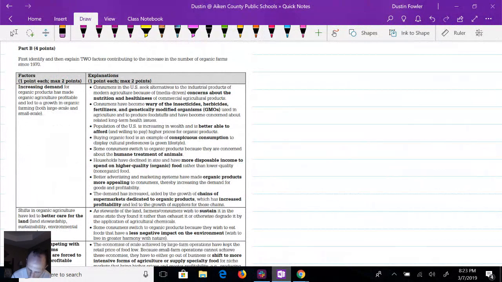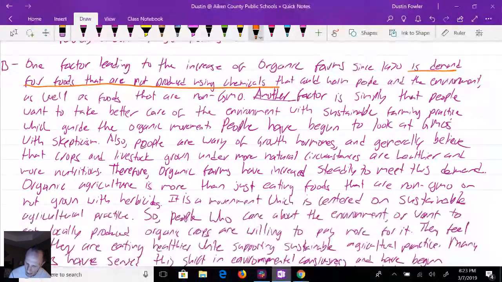All right, let's see, is demand for... so I would underline demand for foods that are not produced using chemicals, or just in general demand. That's what organic farming is, right? So demand for that. Another factor is simply that people want to take better care of the environment with sustainable farming practices. We talked a lot about this last week in the lecture, which guide the organic movement. So the philosophy behind it has to do with sustainable farming practices.